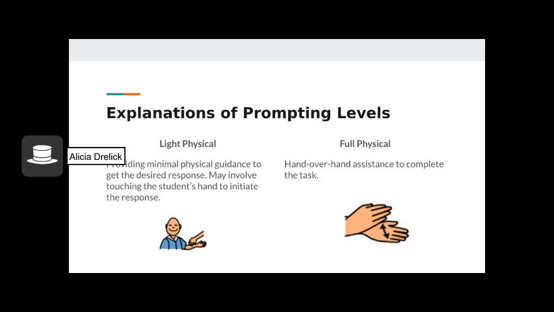Next, we get to our more restrictive prompting, which is light physical and full physical. In a light physical prompt, minimal physical contact is provided to a student. This could be guiding a student's hand towards a specific piece of material that's used in a teaching trial, or it could be an elbow guidance towards what needs to be done. Finally, the most intensive and restrictive level of prompting is a full physical prompt. This is hand-over-hand assistance to complete a specific task or a specific step in a task.